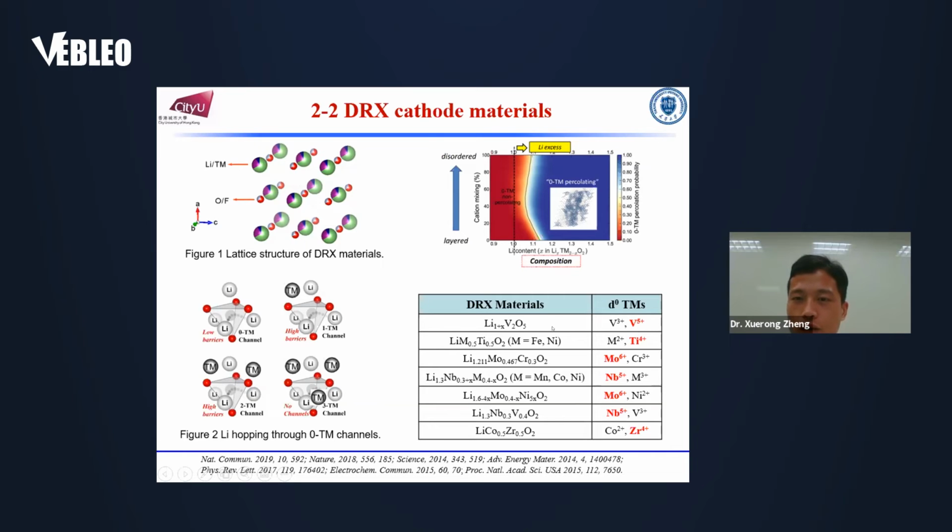And we also find that there is one property in the disordered rock salts. There is at least one d0 transition metal in each of the disordered rock salts. The d0 transition metal means that there are no electrons in the 3d or 4d orbitals, like vanadium 5+, titanium 4+, and molybdenum 6+, like this.